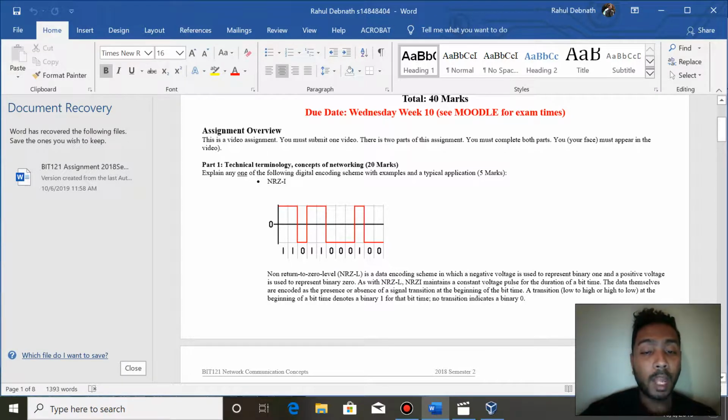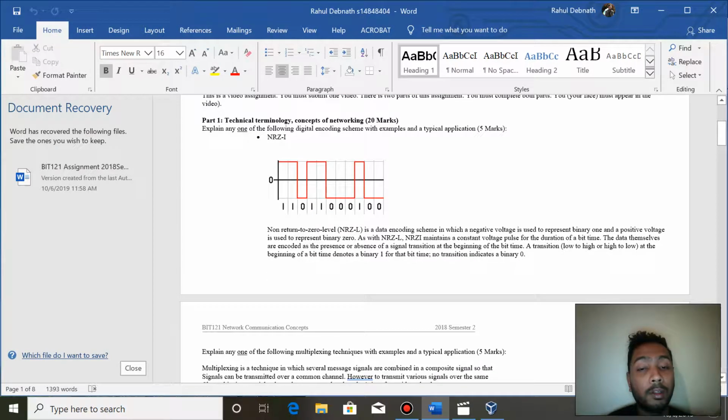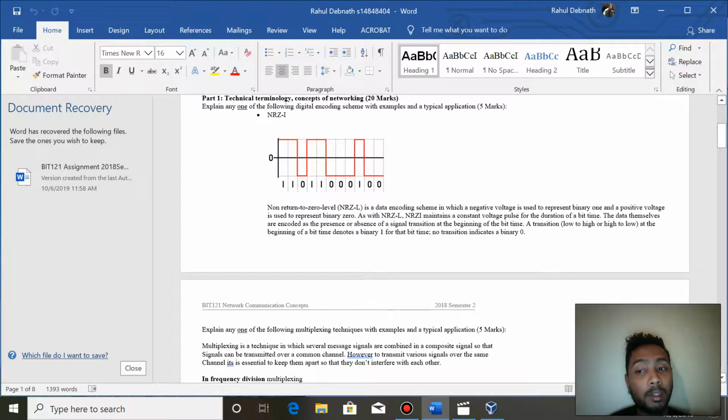The first one is I'll be explaining NRZ-I, which stands for non-return to zero. It is a data encoding scheme which is used to represent binary 1 and binary 0. As you can see on the diagram, when the wave goes up it represents 1, and then the wave goes down when it represents 0. And that's essentially the whole diagram.